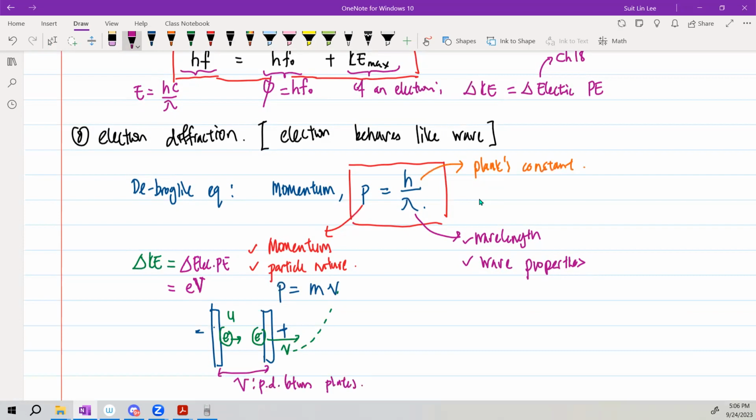This is your chapter 18. Okay, so here will be half mv squared minus half mu squared. Of course, if your u is 0, if your electron is stationary, then it's just half mv squared equal to eV. Just in case, chapter 18 stuff here.